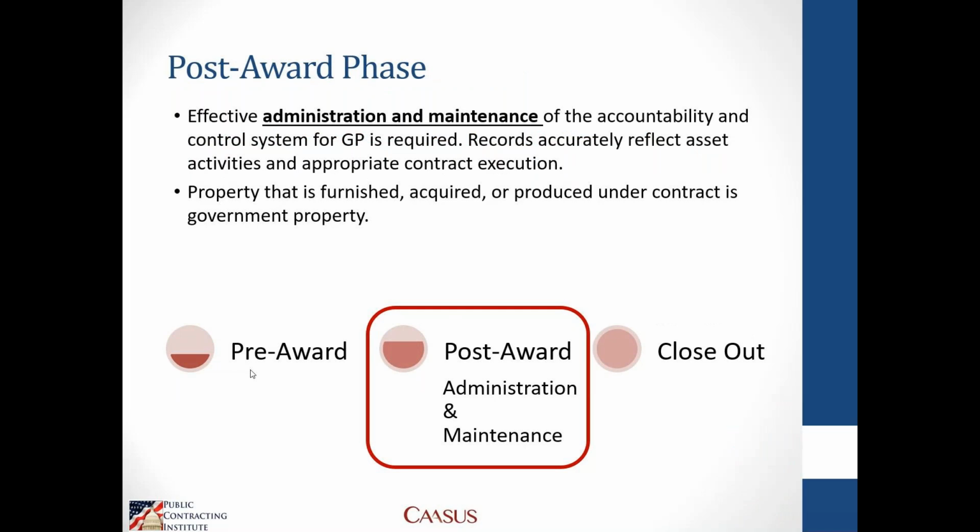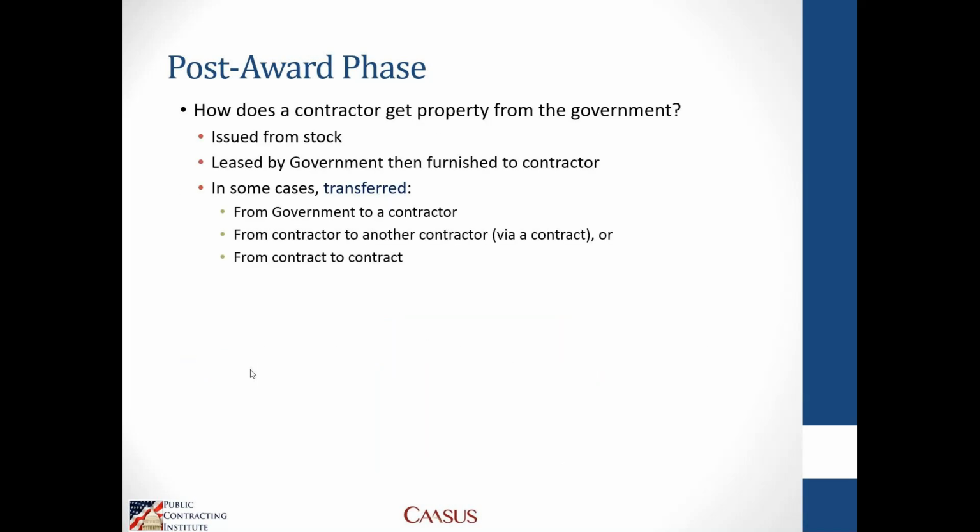So what happens during the post-award phase? This is the phase where property is administered, managed, maintained, utilized. You will conduct inventories, you'll do reporting, you'll identify excess property, and you'll identify property that you may or may permit to be in your subcontractor's possession. Any property that's in your subcontractor's possession is the requirement of the prime contractor.